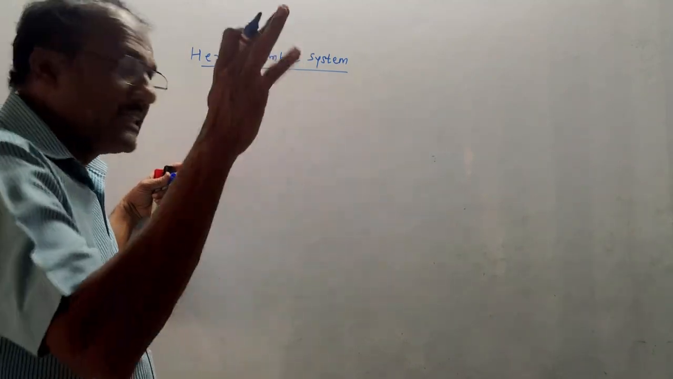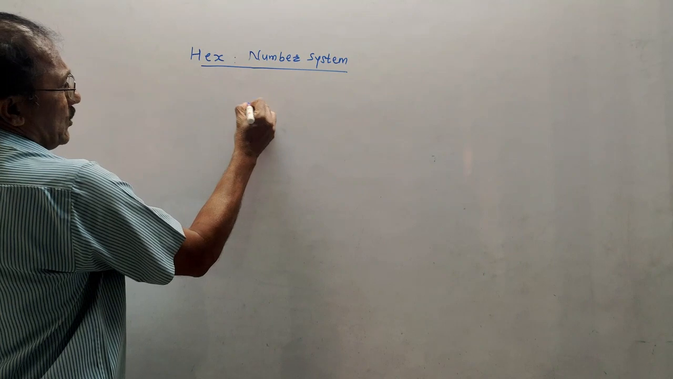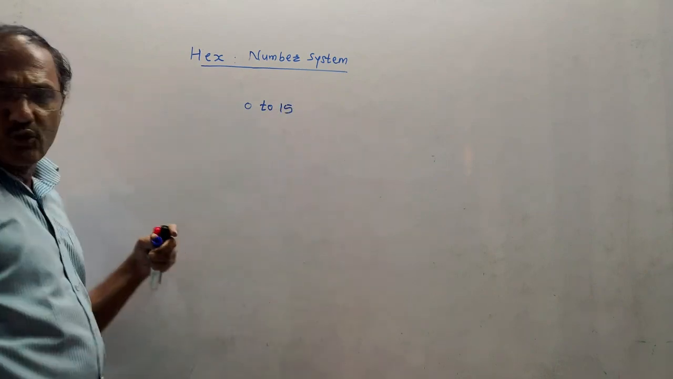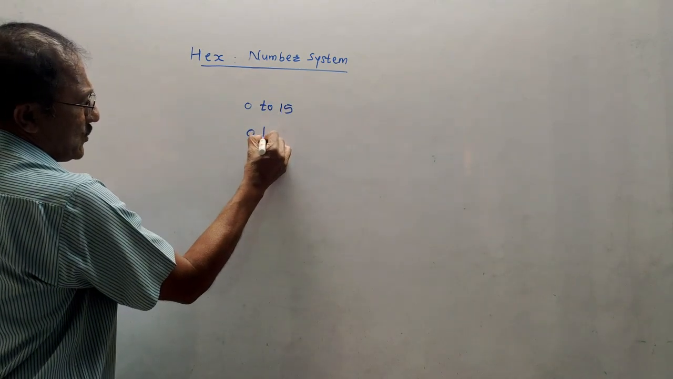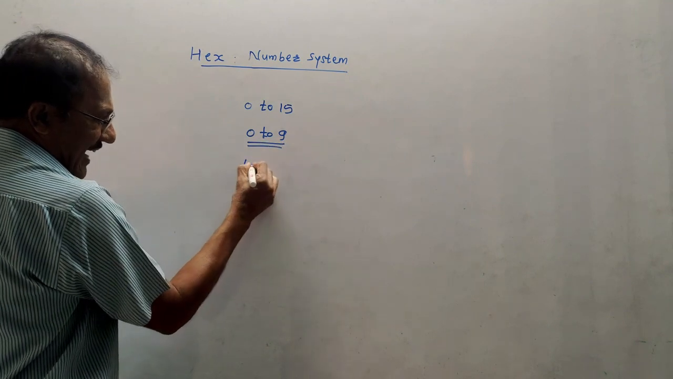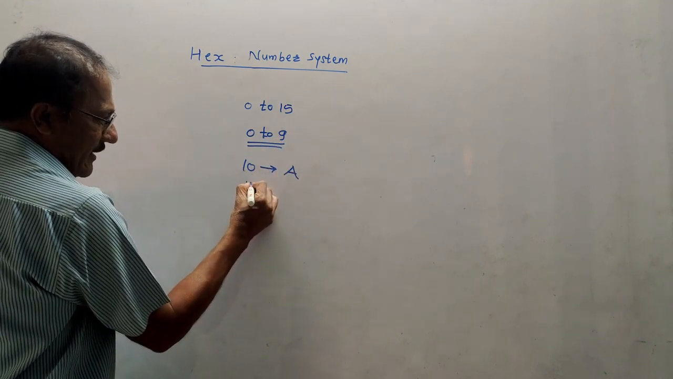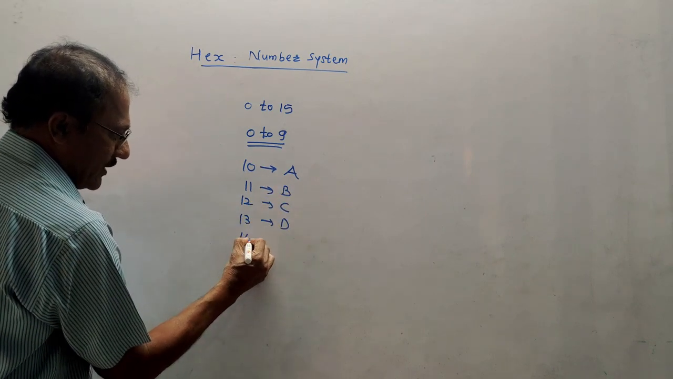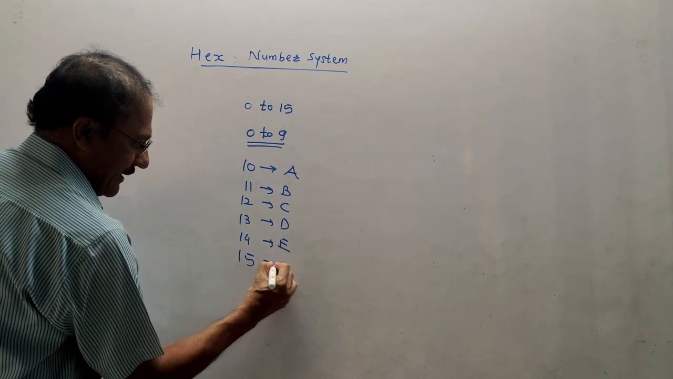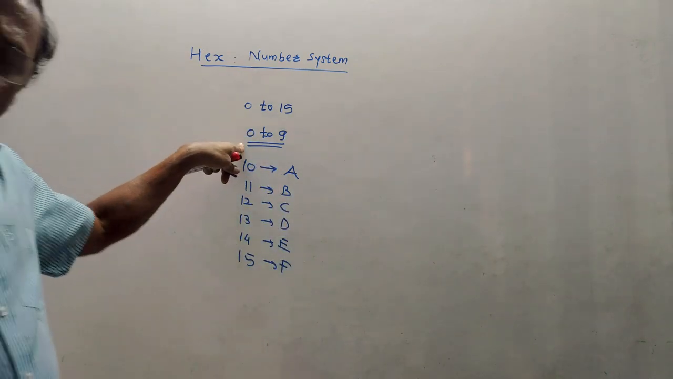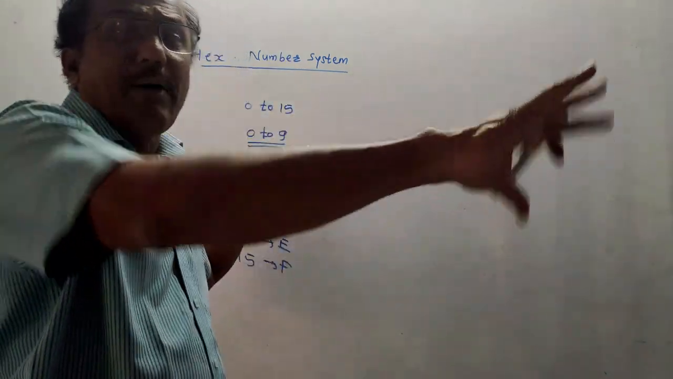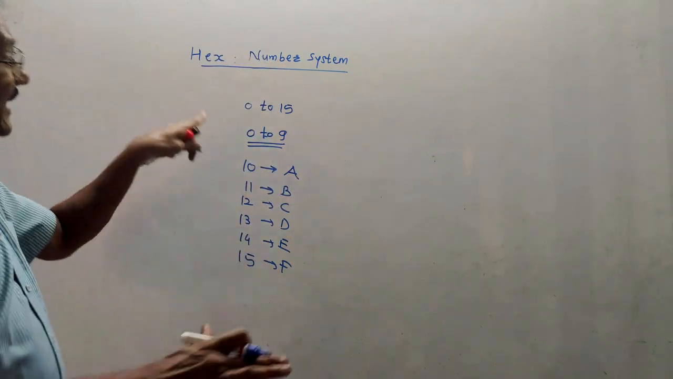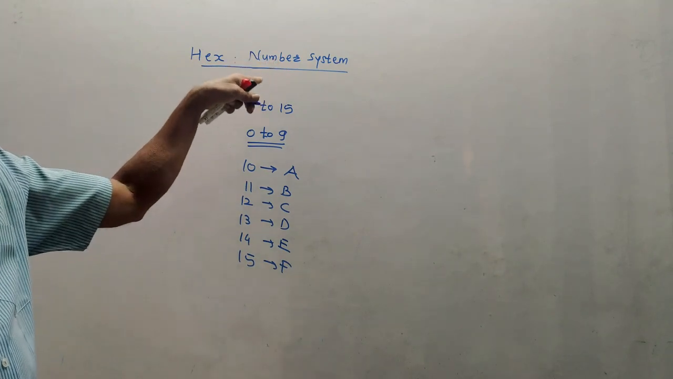So the base of this system is 16. If we are talking about 16 numbers, the total possible combinations will be from 0 to 15, but only the numbers from 0 to 9 are used. After that, 10 is represented by letter A, 11 by letter B, 12 by letter C, 13 by letter D, 14 by letter E, 15 by letter F. So as I said, only 0 to 9 are used because they are equivalent to the decimal number system. After that, 10 means A, 11 means B and so on. And the base of this hexadecimal system is 16.